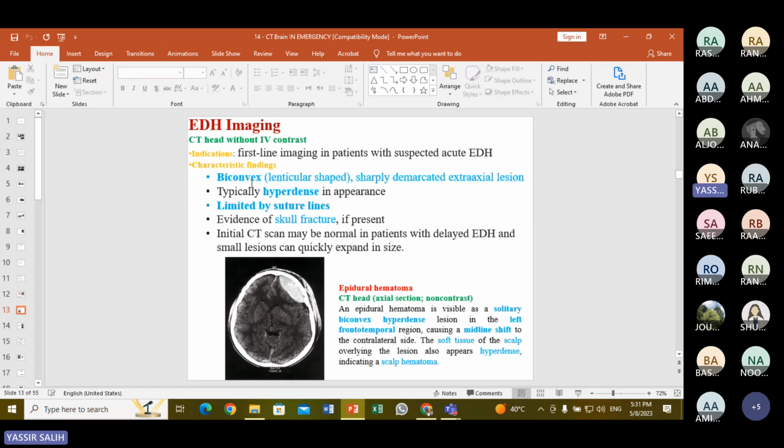The most important thing is to know the characteristic findings of EDH, extradural hematoma: biconvex with a convex inner margin, lenticular in shape, well or sharply demarcated, hyperdense, and it does not cross the suture line.